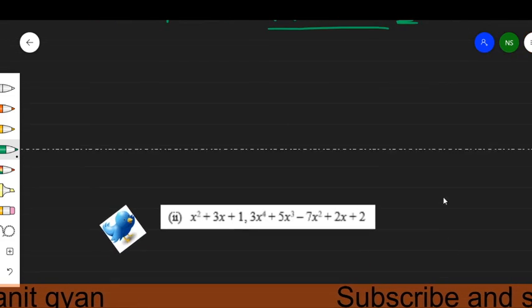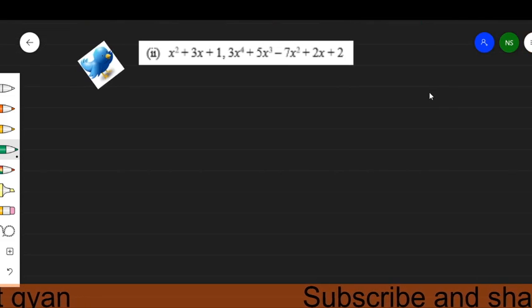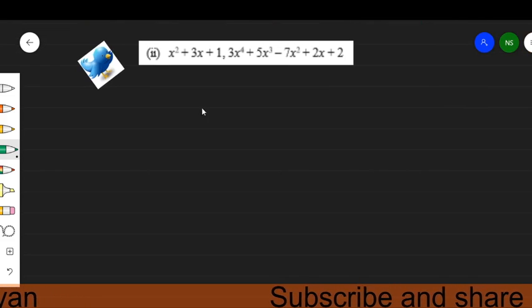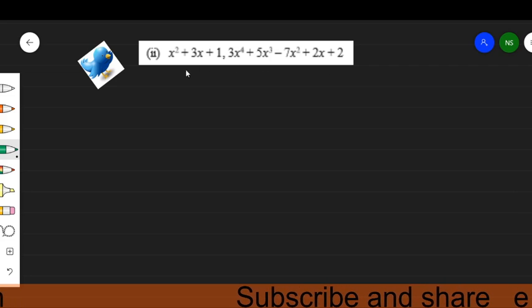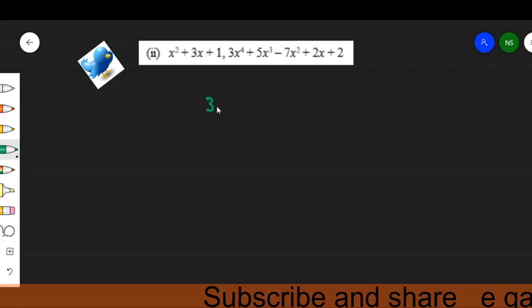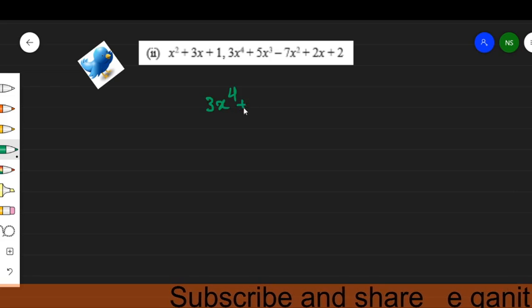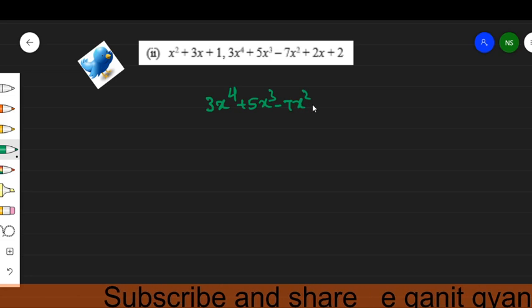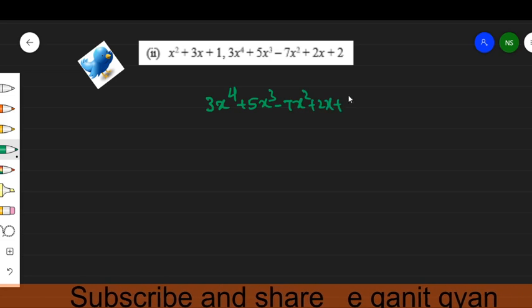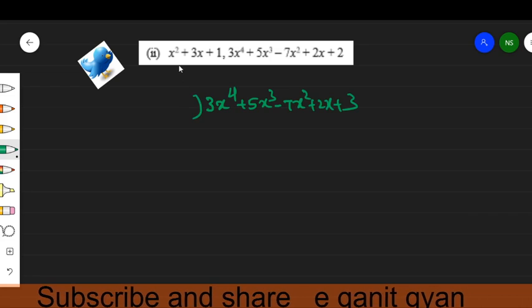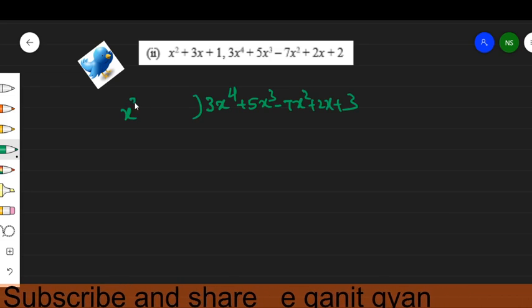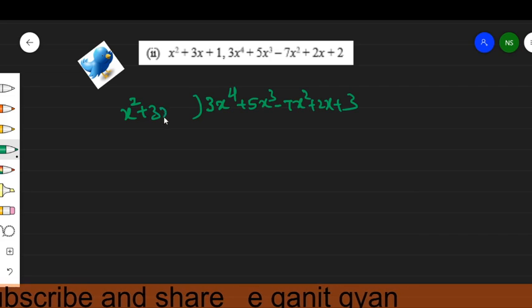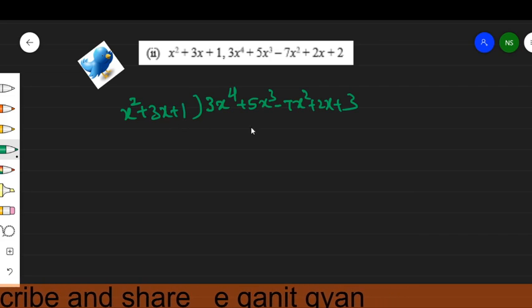Let us move to another question. Same pattern question we have here. Let us divide the second polynomial with the first polynomial: 3x power 4 plus 5x cube minus 7x square plus 2x plus 3, if I divide this with the first polynomial, x square plus 3x plus 1.